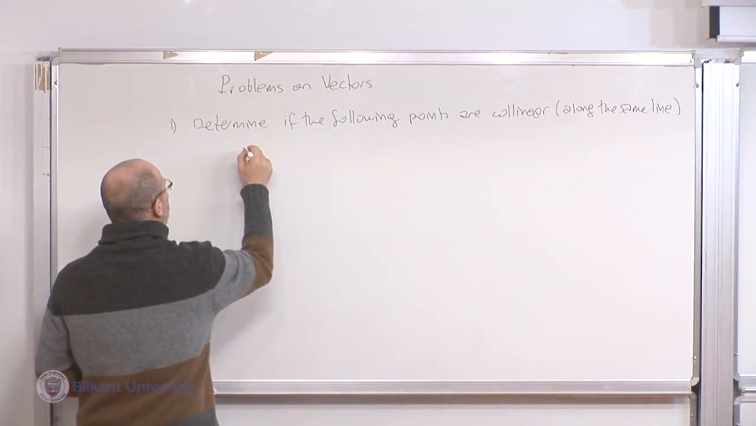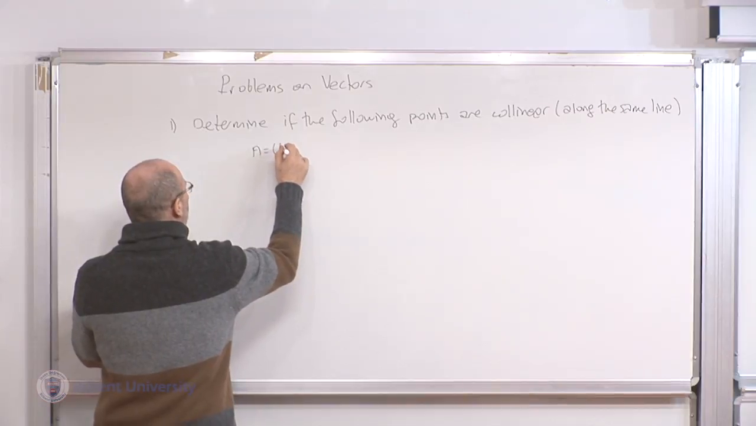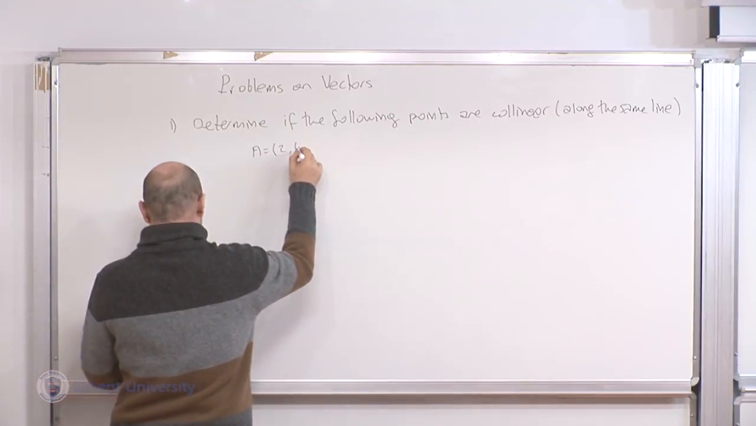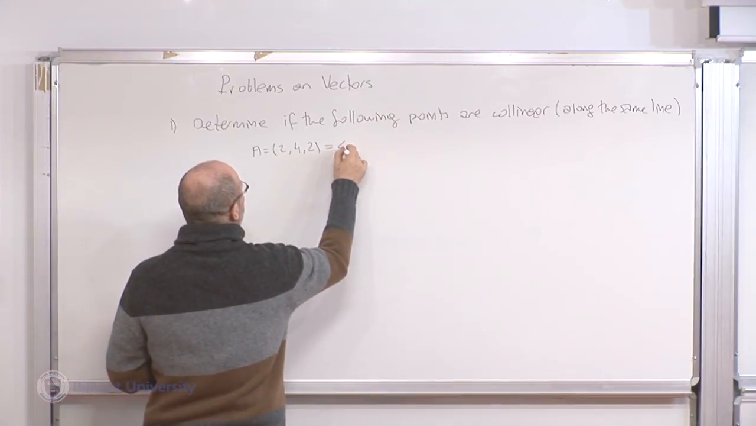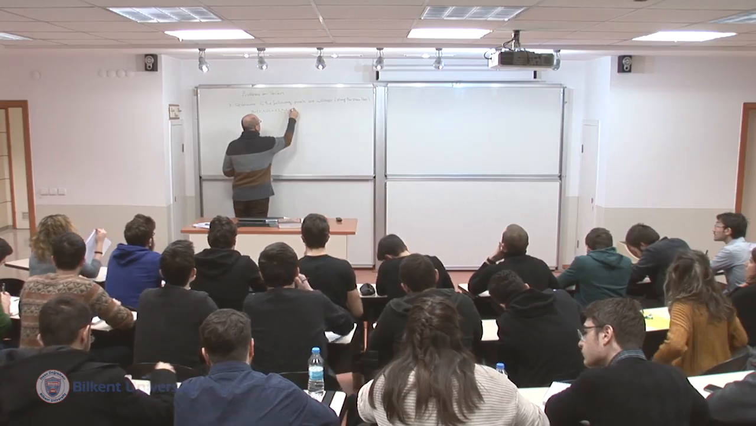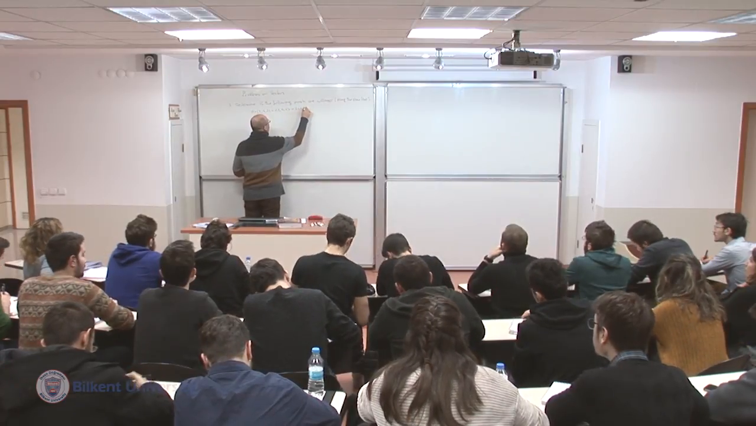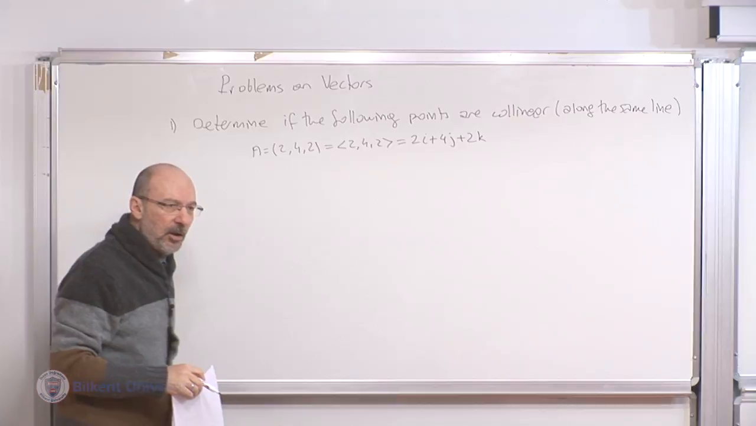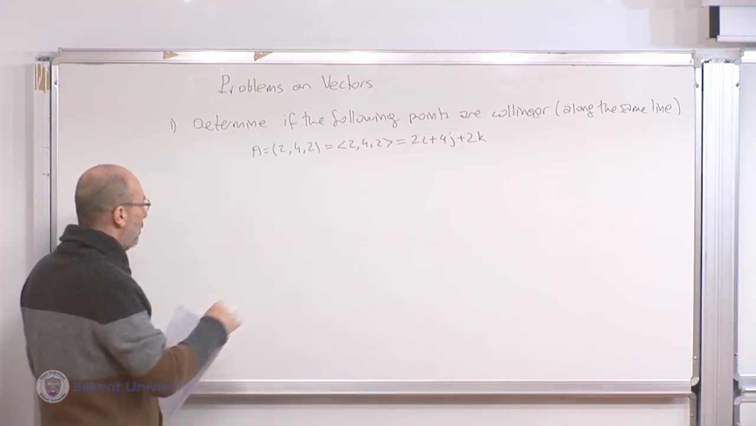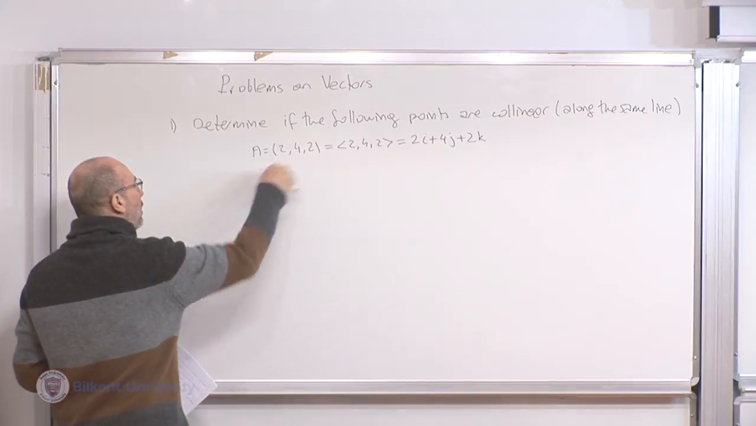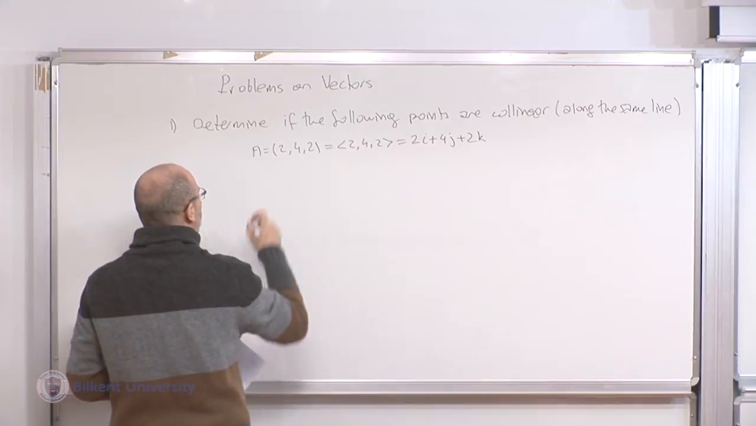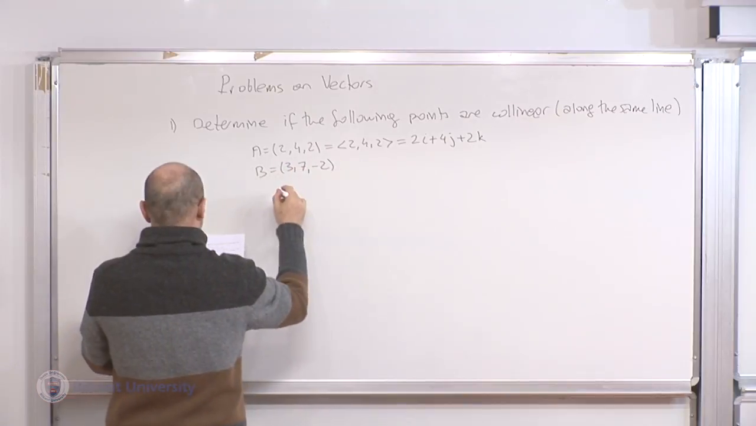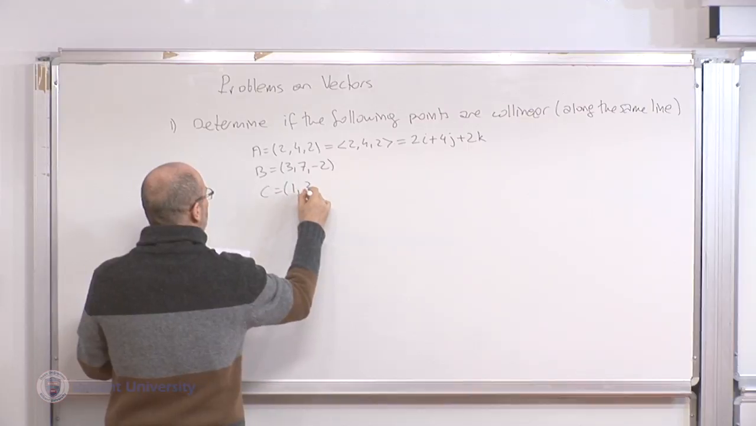Okay, so the points are A equals 2, 4, 2. Let me use the points that I prepared. Sometimes we write this as 2, 4, 2, and sometimes we write this as 2i plus 4j plus 2k. I think in the exam you will be given this notation, but any notation is acceptable. I prefer this notation since it is easier to generalize to higher dimensions. The other points are B equals 3, 7, minus 2, and C is 1, 3, 3.